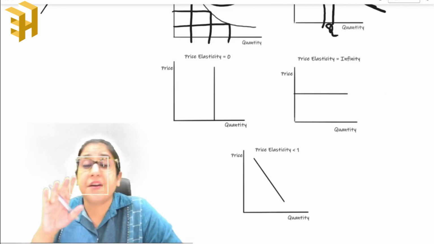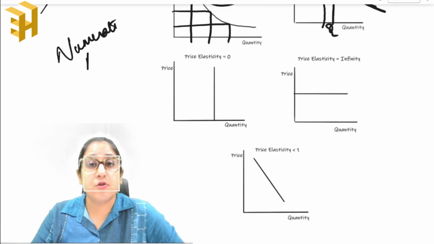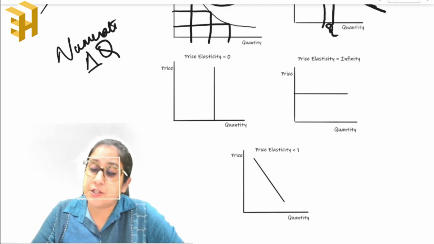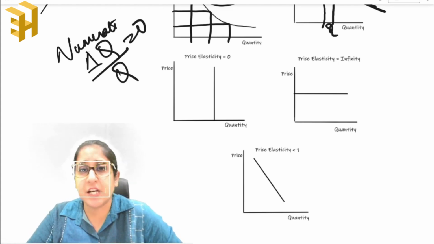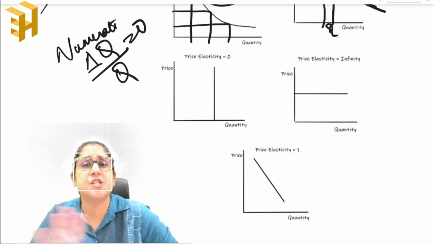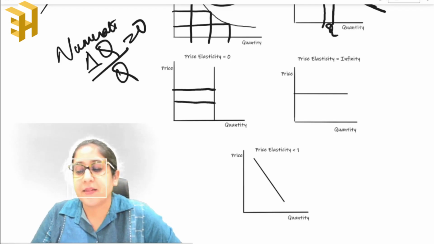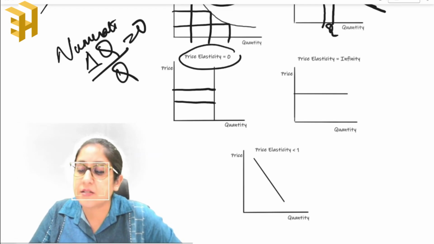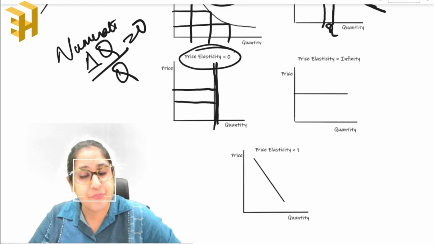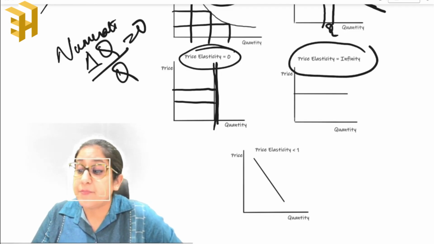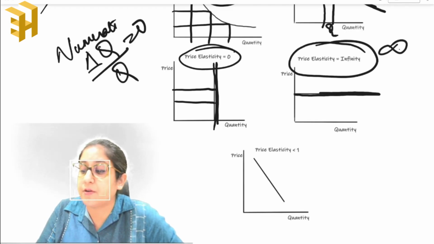Next, what if price elasticity is equal to 0? That would mean that our numerator is 0. That means that change in quantity upon quantity is 0. Any change in price is not bringing about any change in quantity demanded. So quantity remains the same, and that is the case here. So when price elasticity is equal to 0, you will have a vertical demand curve. And similarly, when price elasticity is equal to infinity, there will be a horizontal demand curve.